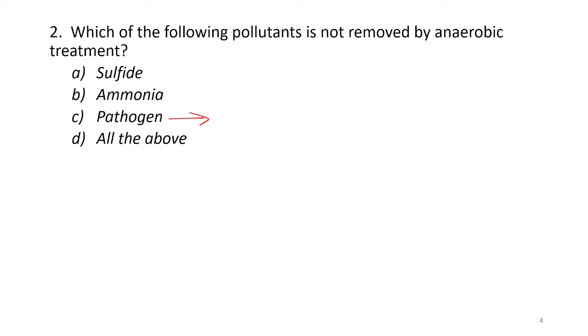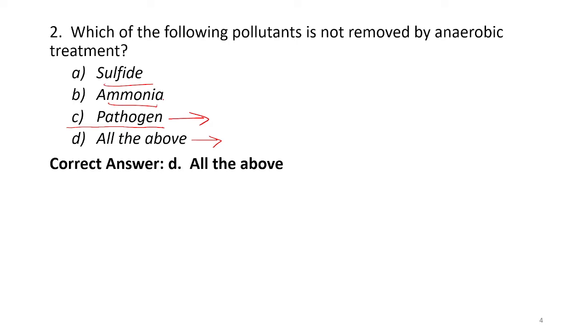Let us see the answer. And the answer is option D, all the above. Some of you have said option C, pathogen. That is correct, because to some extent sulfide and ammonia will be removed in the anaerobic treatment. That actually depends upon the type of microbes present in the system.